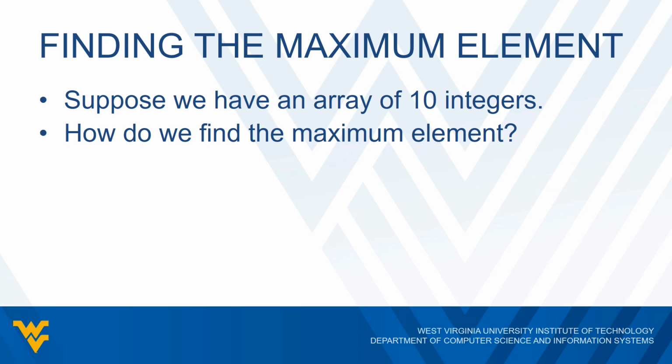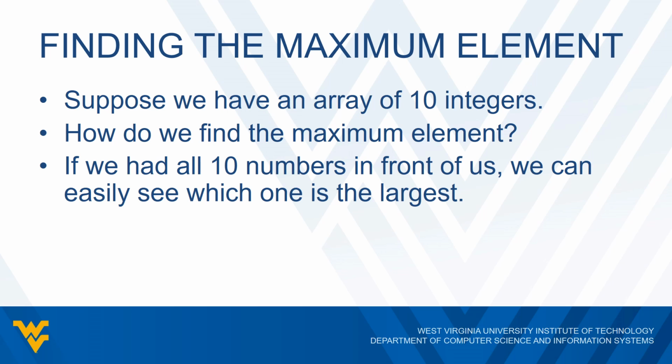Now, if you were given all 10 numbers in front of you, you can easily point out which one is the largest. You would just go, that one right there. And how would you do that? Well, you would look at all the values, and you'll see that one is the largest among all the values, so you can just pick that one. But here's the problem. A computer can't do that.